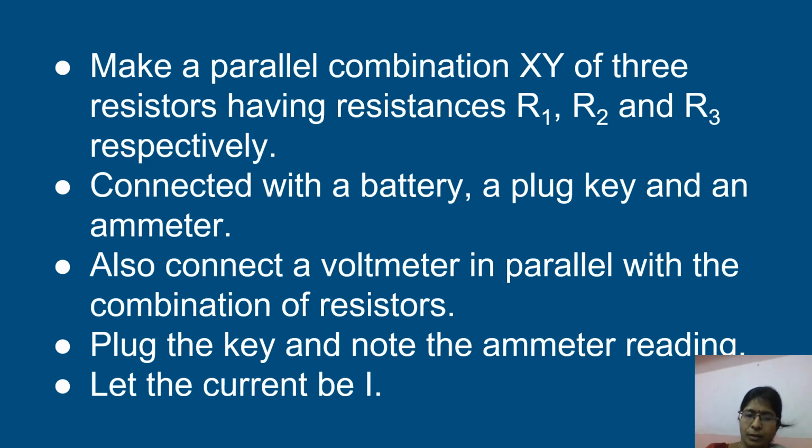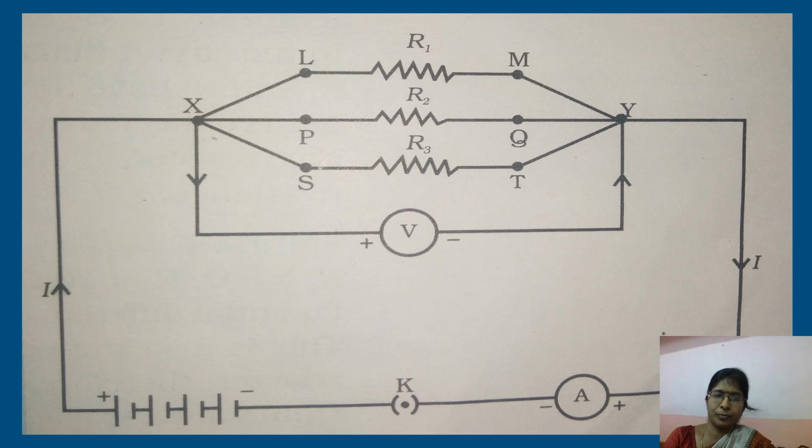So here, when the three resistors are connected in parallel and the voltmeter is in parallel connection with the combination of resistors, note down the current. Let it be I. So this is the circuit. The points X and Y, and in between these two points, three resistors R1, R2 and R3 are connected. So this circuit has three parts. Since three resistors are there, three routes are there.